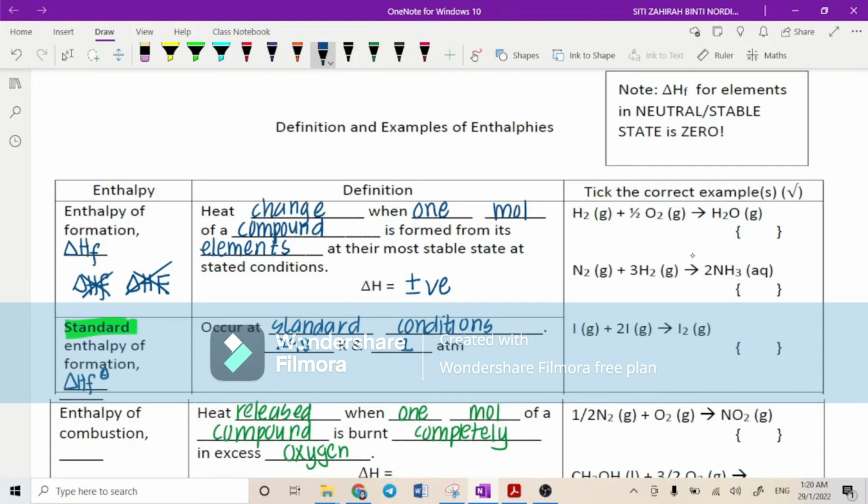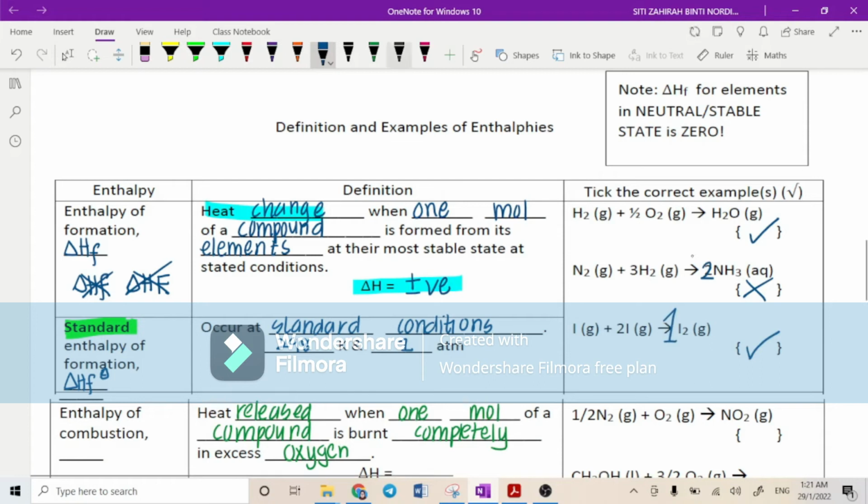So we're gonna take the current example for the enthalpy of formation. I've already told you that formation includes heat change, so the delta H would be either positive or negative. We're gonna take a look at the current example for each enthalpy. Okay, we've gone through this before. So 1 mole of compound is formed. Yeah, this produces 1 mole of water, so it is correct. But the second question produced 2 moles of NH3, so this is definitely wrong. Okay, let's take a look at the third example. It produced 1 mole of I2. So yeah, this is correct.